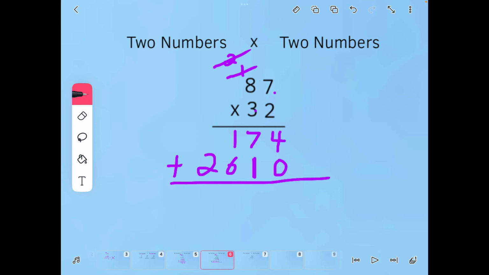So let's add them up. 4 plus 0 equals 4. 7 plus 1 equals 8. 1 plus 6 equals 7. And 2 comes down. And let's see, I have 1, 2, 3 spots, so I'll put my comma there. This answer is 2,784.